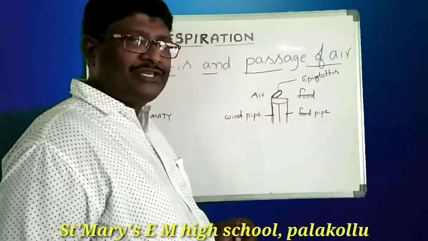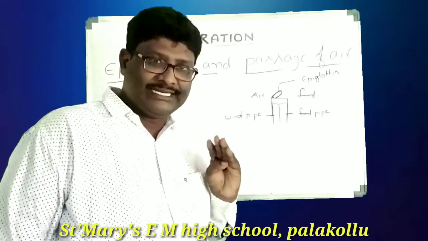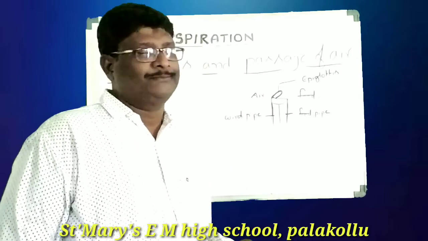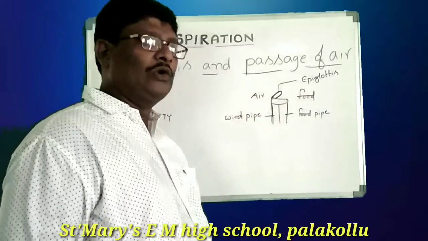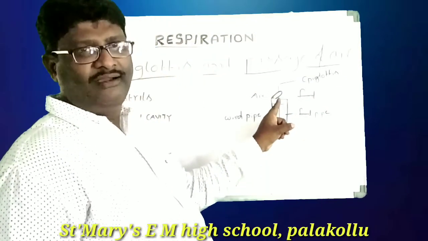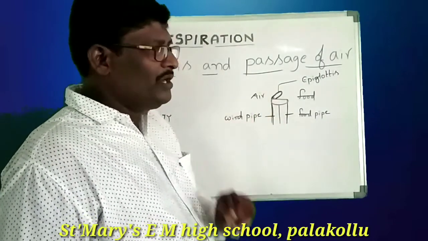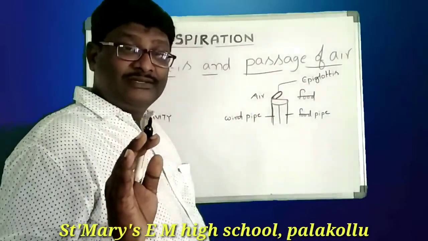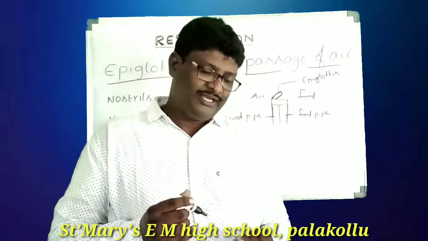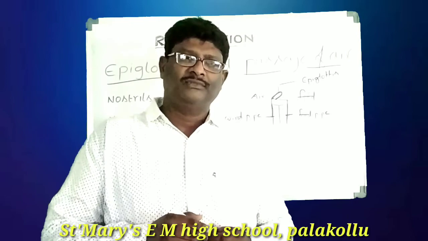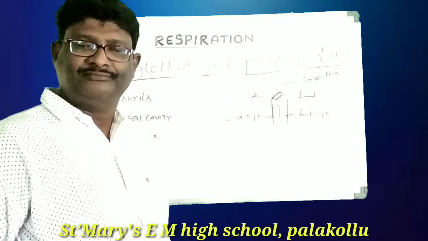It is a flap-like structure which is located in the part of pharynx. So, what is the function of this epiglottis which is located in the pharynx? What is the function? Actually, this epiglottis works as a traffic constable. Same work the epiglottis will do on the pharynx.